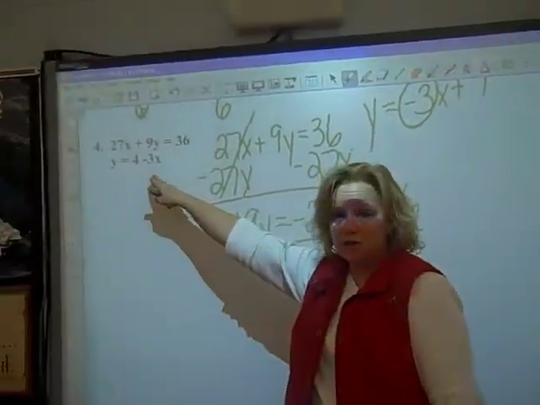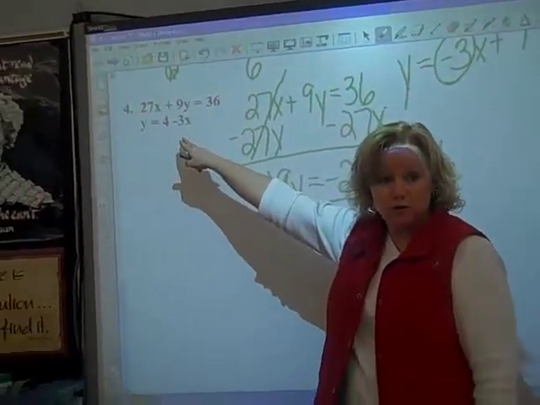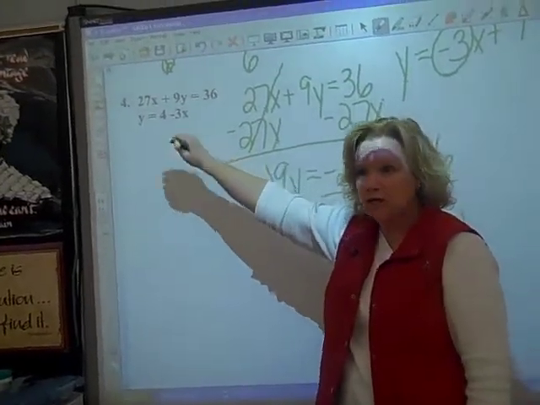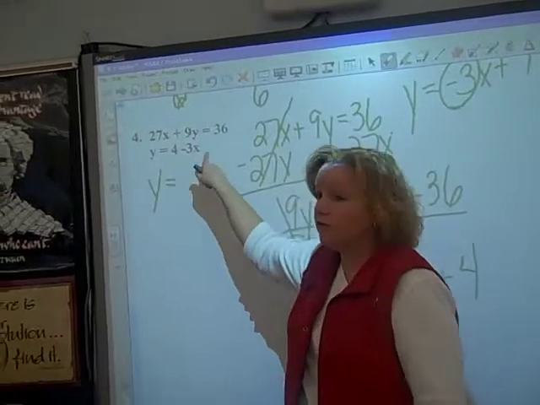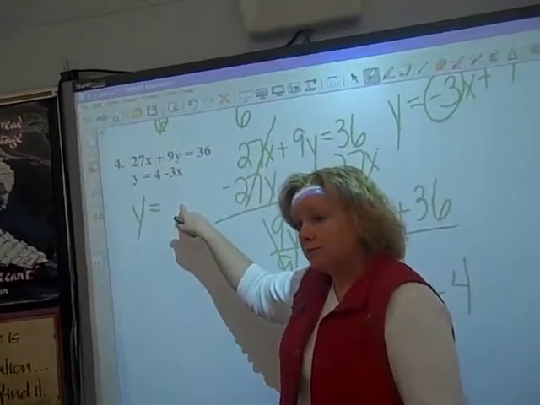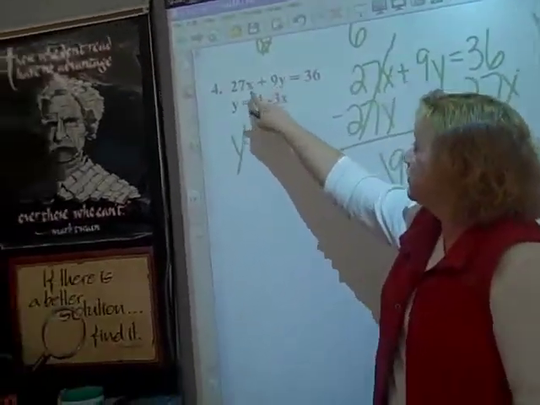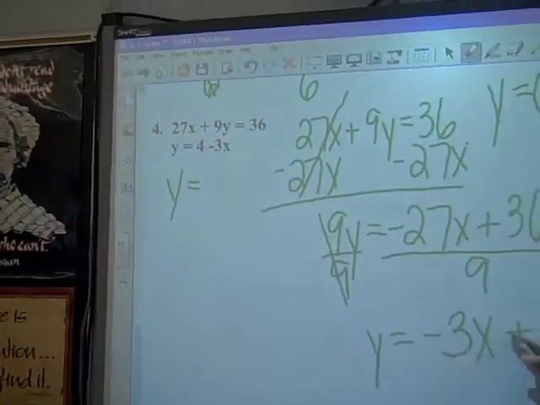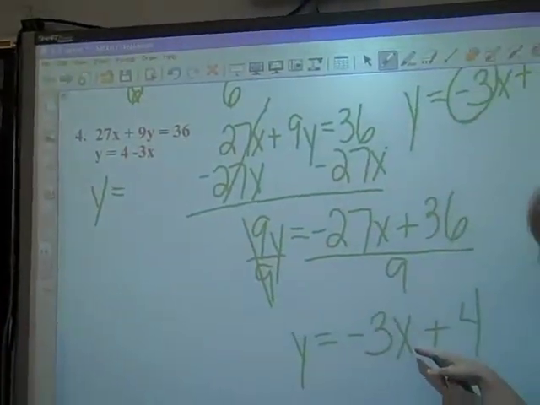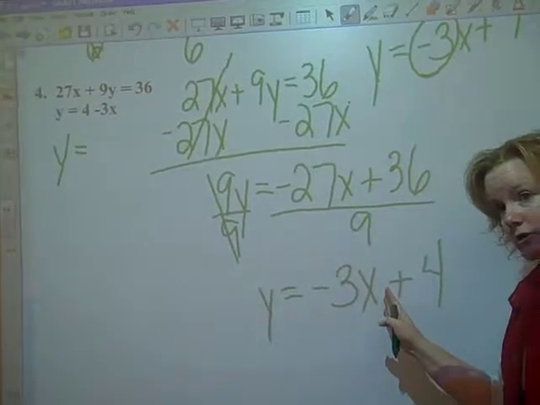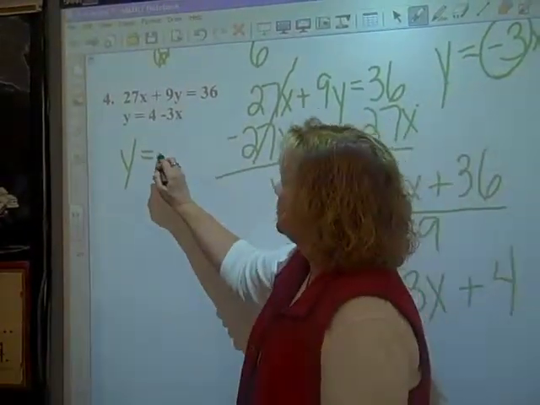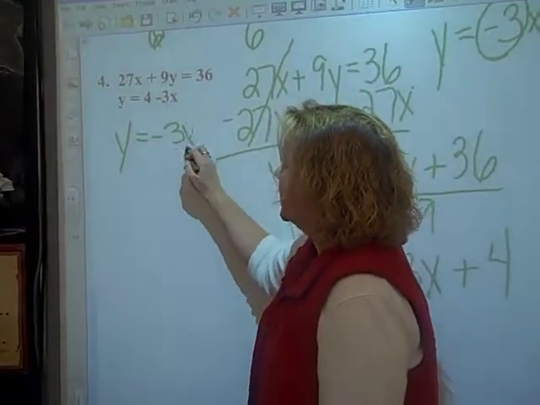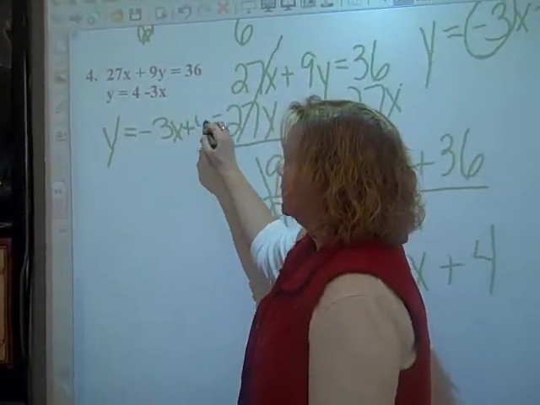This one's not in slope-intercept form, but it's pretty close. What do I need to do to it to make it in slope-intercept form? Chase, what do? What has to come first here? What always comes first in slope-intercept form when you're writing it? So you get y equals your x term. You're right. So I am going to switch this around to negative 3x, and then that's actually plus 4.